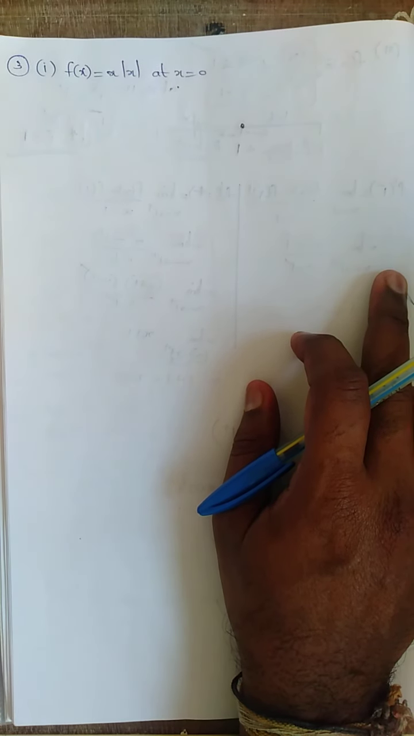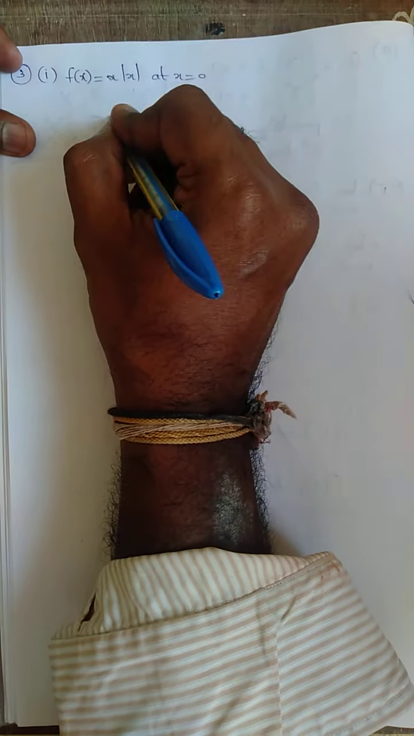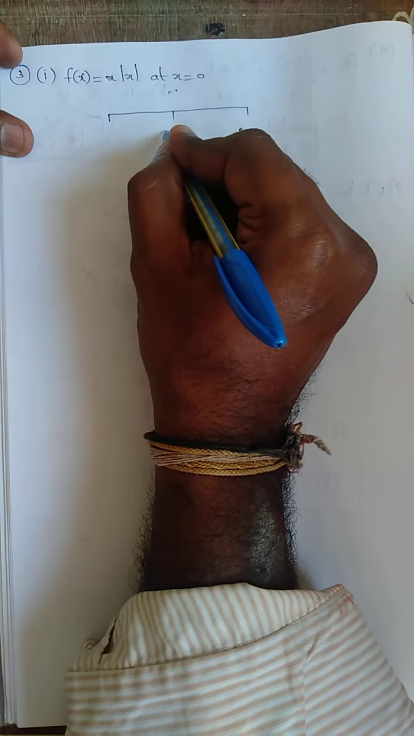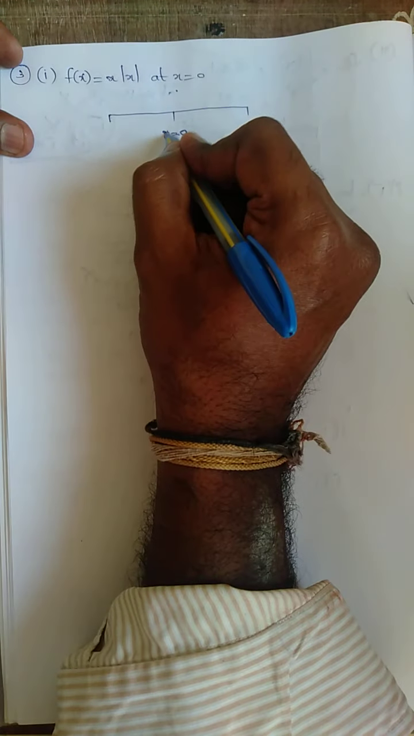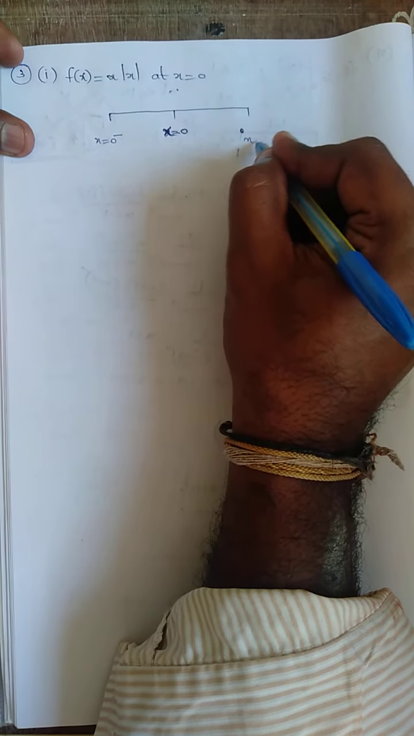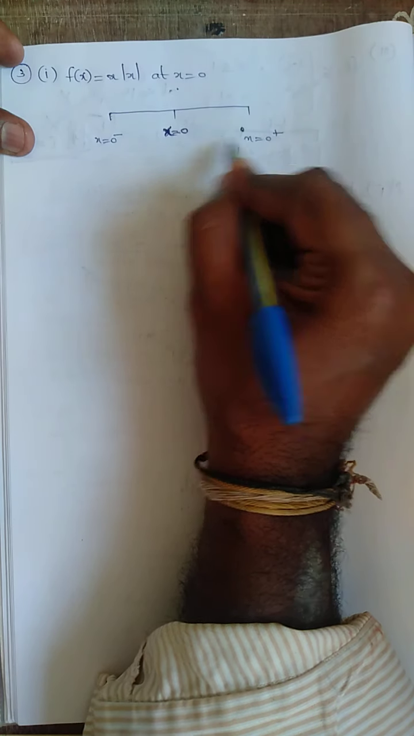Third sum, first subdivision. Once again we get a modulus sum. Whenever the modulus sum comes, you put it like this. Here x is equal to 0. We can take this as x tends to 0 minus and 0 plus. This is the left hand limit. This is the right hand limit.